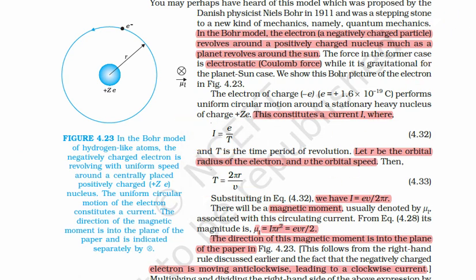So now let us put all these values. I is equal to E by T. And what is the T? T goes here downwards, so this V goes into numerator. So I is equal to EV by 2 pi R. So this is the total current, EV by 2 pi R.